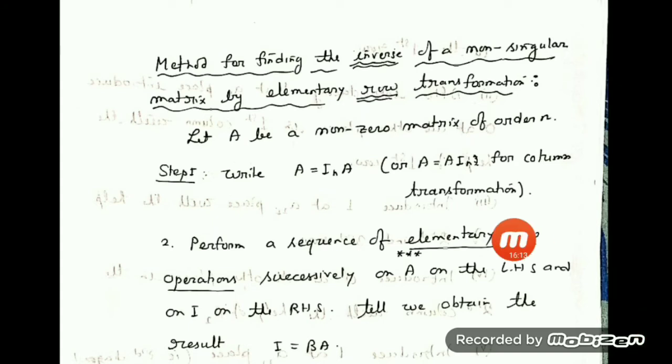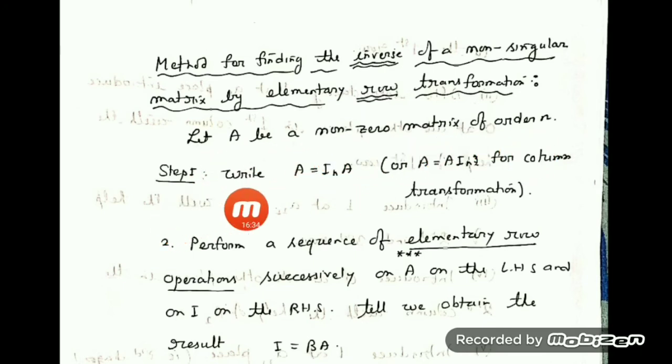So see, method of finding out the inverse of a non-singular matrix by elementary row transformation. I am giving here the steps for row transformation. Okay, the similar steps we can do for column transformation also. Let A be a non-singular matrix of order n. Example we will discuss later.